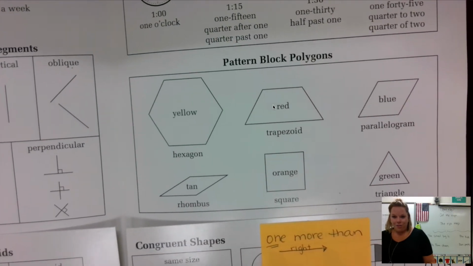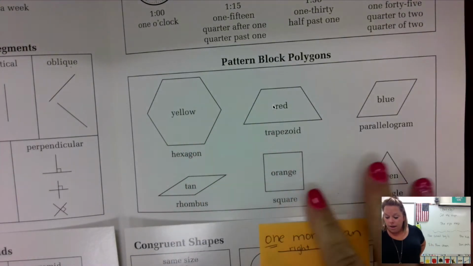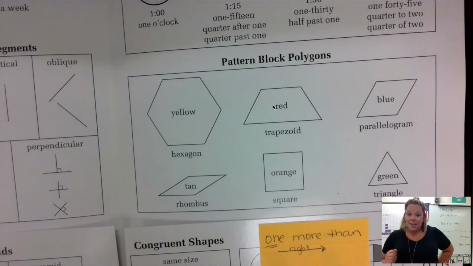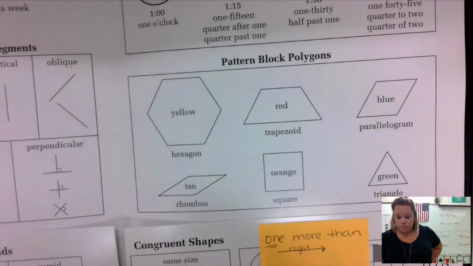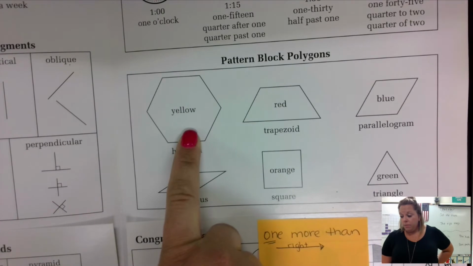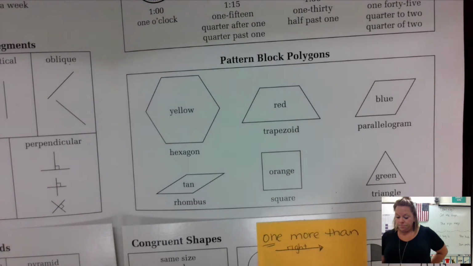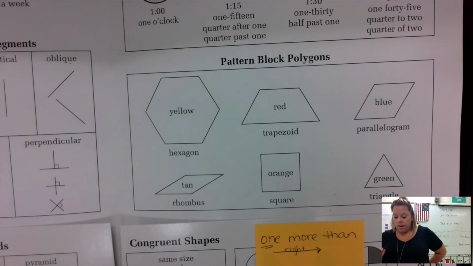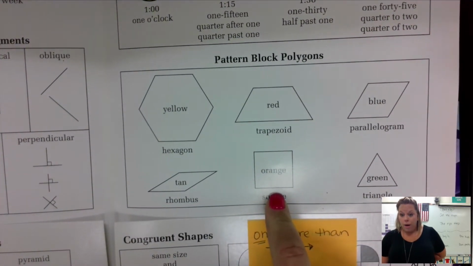Because if I open up my math folder, I see my pattern block polygons, don't I? So here are my 6 polygons, and I would like you to go ahead and point to the hexagon. Hopefully you pointed right here. Go ahead and point to the triangle. Point to the square. Point to the trapezoid.